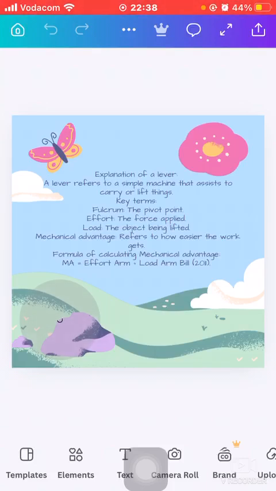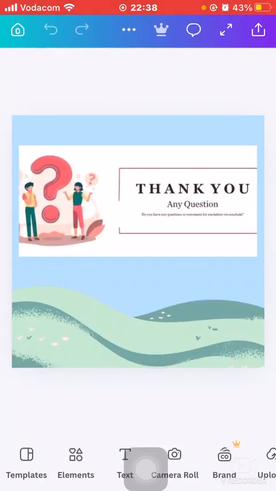So how are levers useful, right? I've already explained what a lever is. Now I'm going to describe the usefulness of levers. Levers are useful in everyday life and help make work much easier. We are going to explore them in the storybook that I have provided you with. Right? Thank you so much.